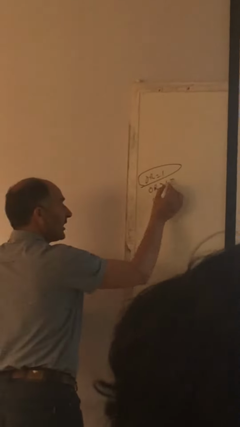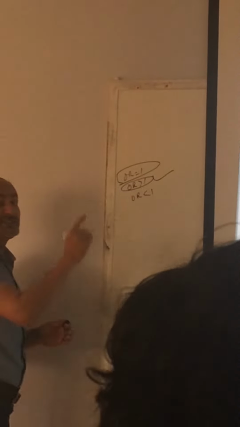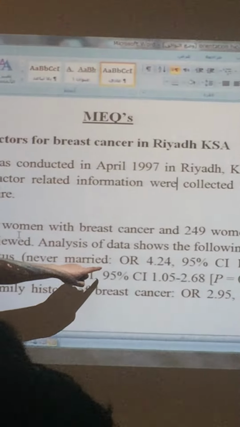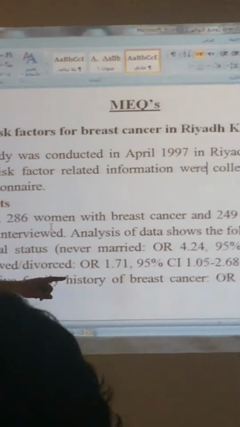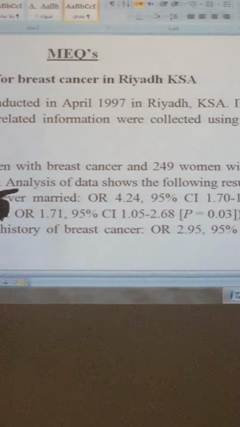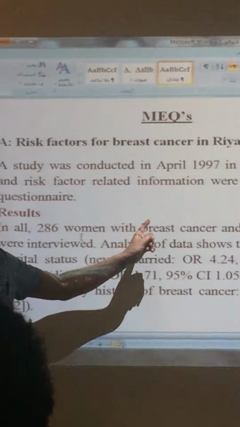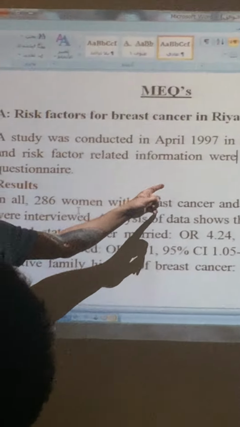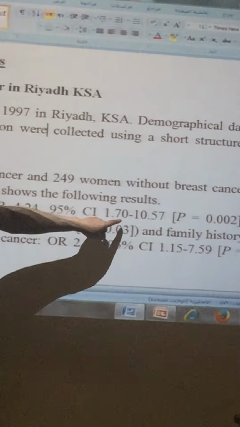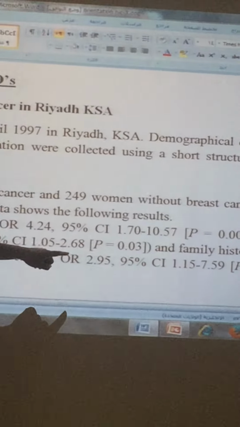But if it's more than 1, that means the risk is increased. Now what's here? More than 1. So that means those females who have never married, who are not married at all, have 4 times the risk of developing the disease. And what is the confidence interval?